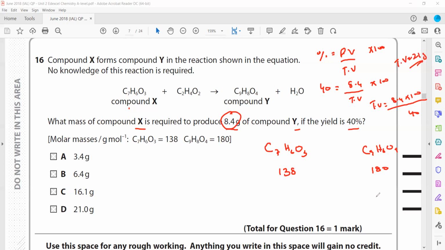So 138 is to 180. If we have 21 grams of a product, how much reactant should be there? X. We cross multiply. So X is equal to 138 times 21 divided by 180. That will give us 16.1. So we should have 16.1 grams of a reactant to get this product.